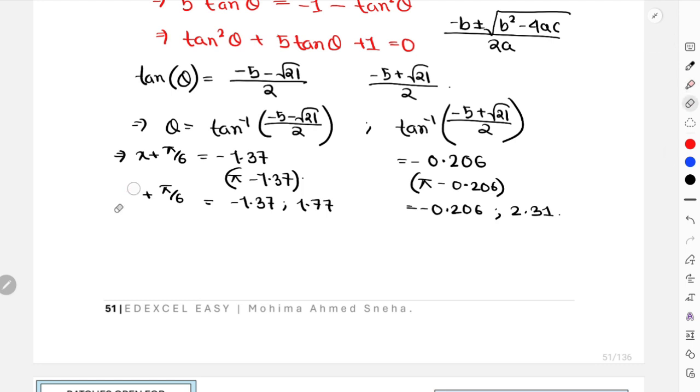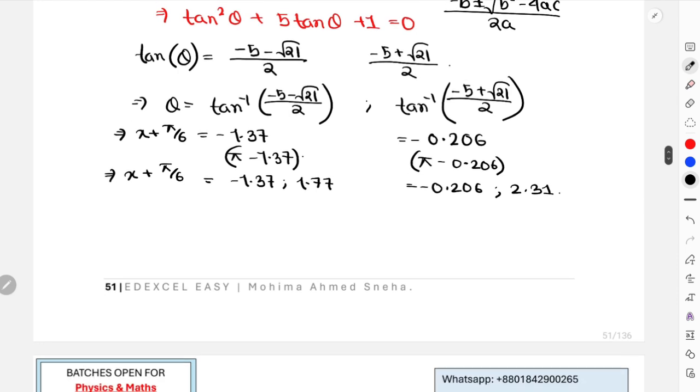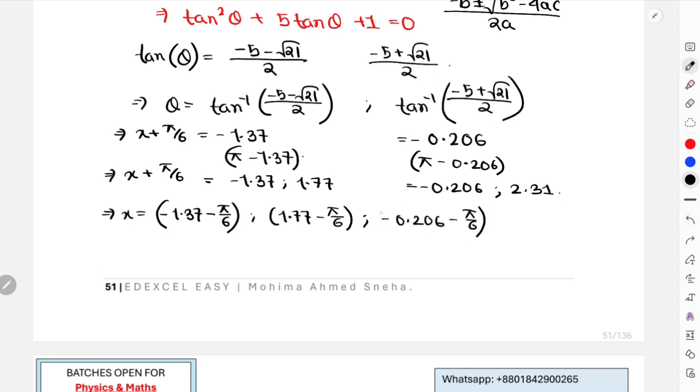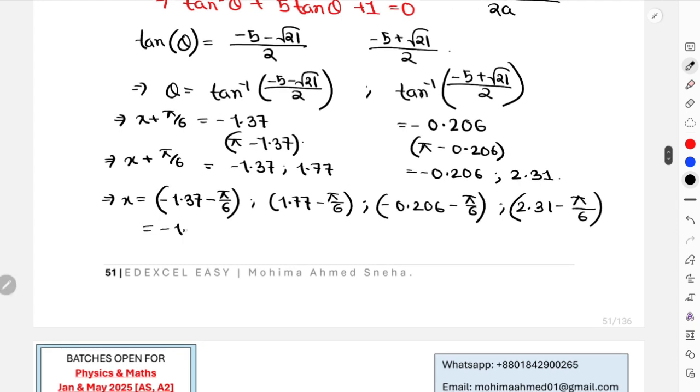So now we can find out the value for x, which is going to be pi by 6 subtracted from all the data. So over here x would be minus 1.37 minus pi by 6, and then again 1.77 minus pi by 6, and then again minus 0.206 minus pi by 6. So even though your values were actually outside the range, whenever you subtract another pi by 6 from that, it might fall within the range of 1.57. So then you're going to get minus 1.37 minus pi by 6. This gives you negative 1.89. Then you had positive 1.77. This one now gives you 1.25.